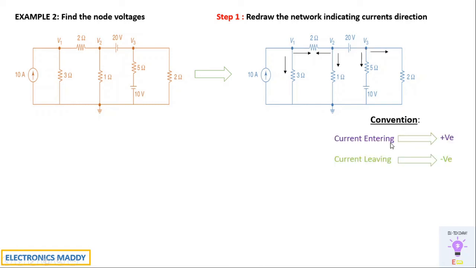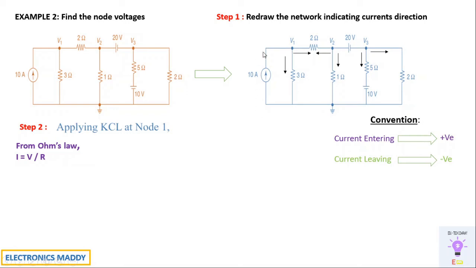We are following the same convention throughout. Current entering is positive and current leaving is negative. So the first step is to apply KCL at node 1. We know from Ohm's law I is equal to V by R, isn't it? So current leaving is taken as negative and current entering is taken as positive.